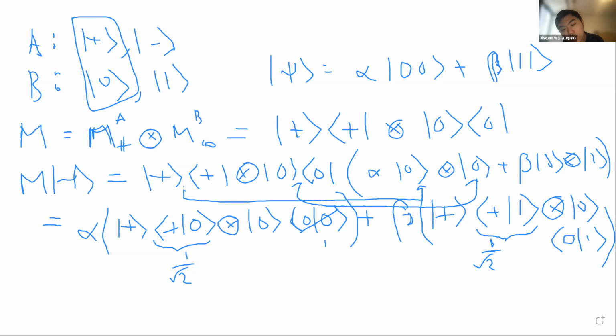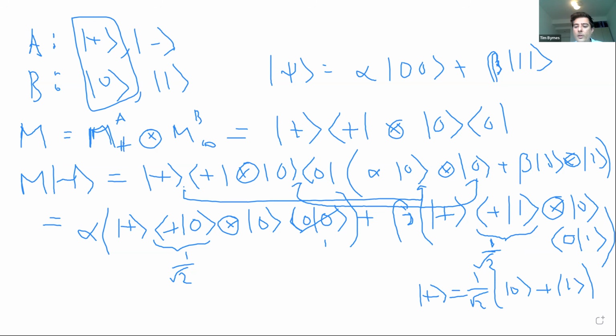No minus, because the definition of the plus state is 0 plus 1, so both of them have a plus sign and there are no minus signs anywhere. And then the 0 inner product with 1 is 0. So actually this whole second term is 0, and that just disappears.